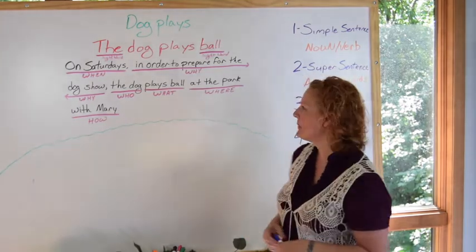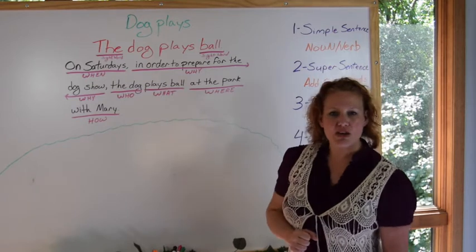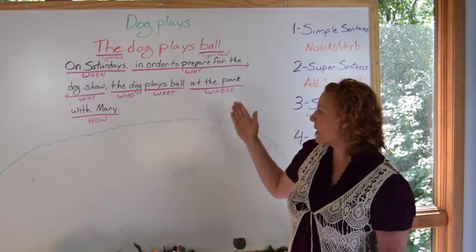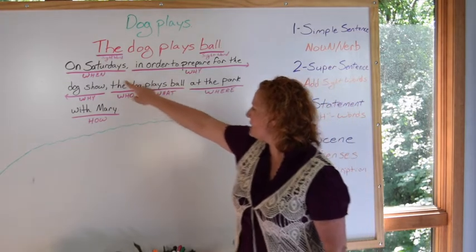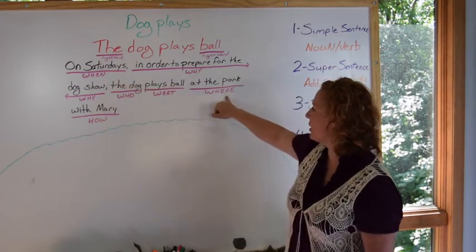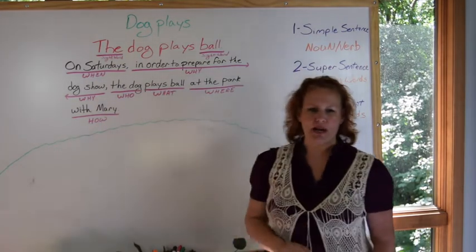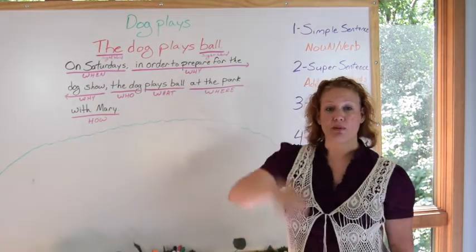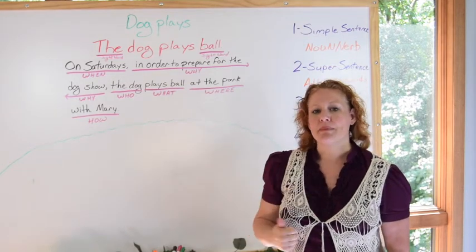That's what's going on. Our whole sentence: on Saturdays, in order to prepare for the dog show, the dog plays ball at the park with Mary. Who, the dog; what, plays ball; when, on Saturdays; where, at the park; why, in order to prepare for the dog show; how, with Mary. I know there are some dogs out there that can probably toss it for themselves, but in this case, we need a how. We need Mary.